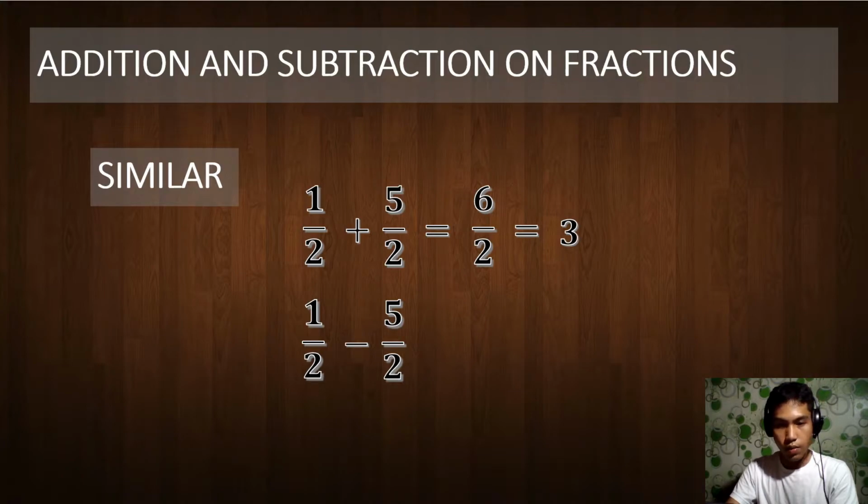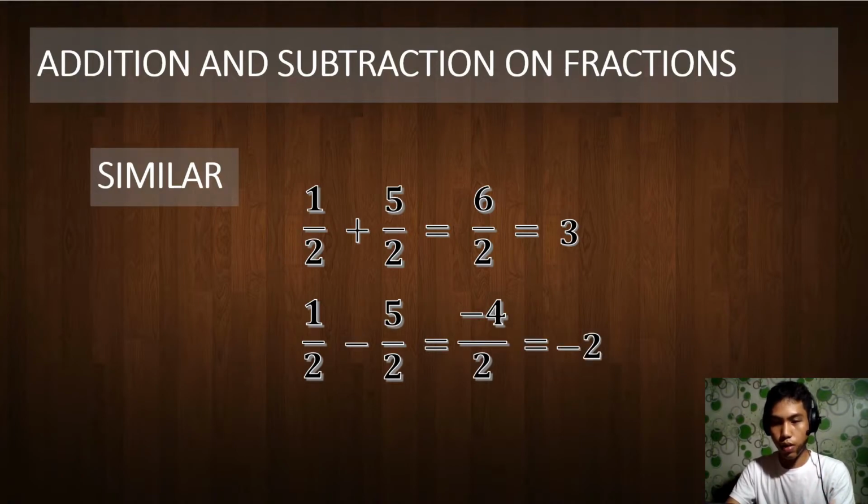In the second example, we have 1 half minus 5 halves. Again, copy the denominator and just do the operation in the numerator. So we have negative 4, because 1 minus 5 is negative 4, over 2. That is equal to negative 2.